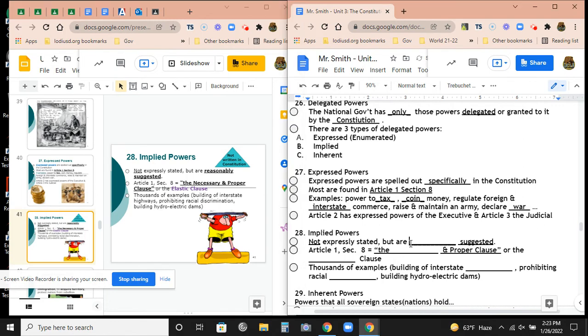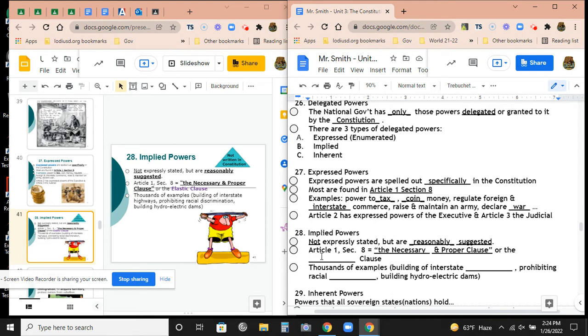Then you have these implied powers. They're not expressly stated, but they are reasonably suggested, whatever that means. Article 1, Section 8 is the necessary and proper clause. But almost anything you could do could be necessary and proper to running a government, but that doesn't mean it's expressly written. Why list them out if the list doesn't matter? But they wanted to make sure the government wasn't too weak.